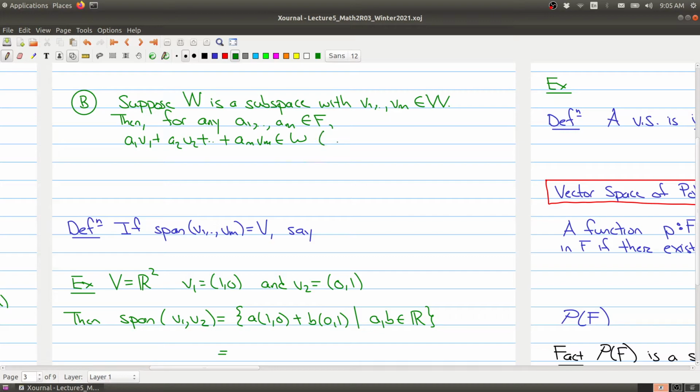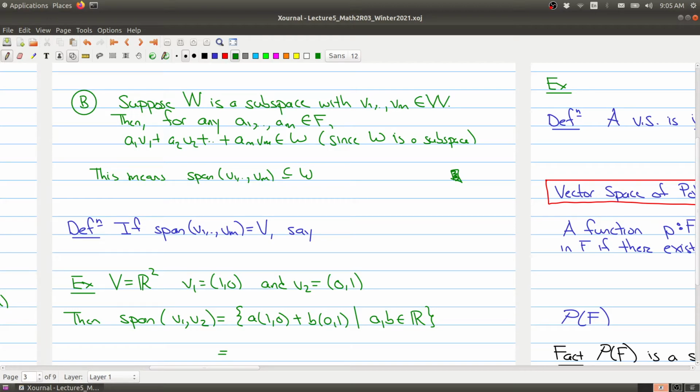And this just follows from the fact that W is a subspace. So we're just using the fact that W is a subspace to say each of these scalar multiples would be in there, and then you could sum them up, and you still get something inside of W. But this just means that any linear combination of the Vi's is in W. So this means that span of V1 through Vm is a subset of W. Okay, so if a subspace contains V1 through Vm, then it also has to contain the span.